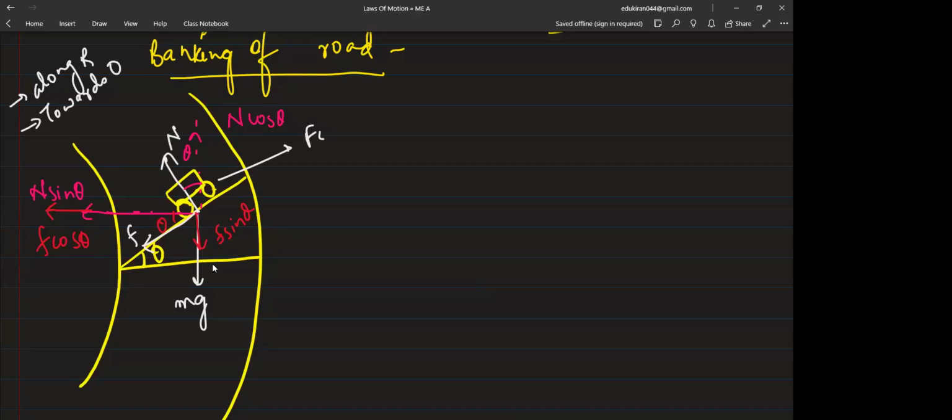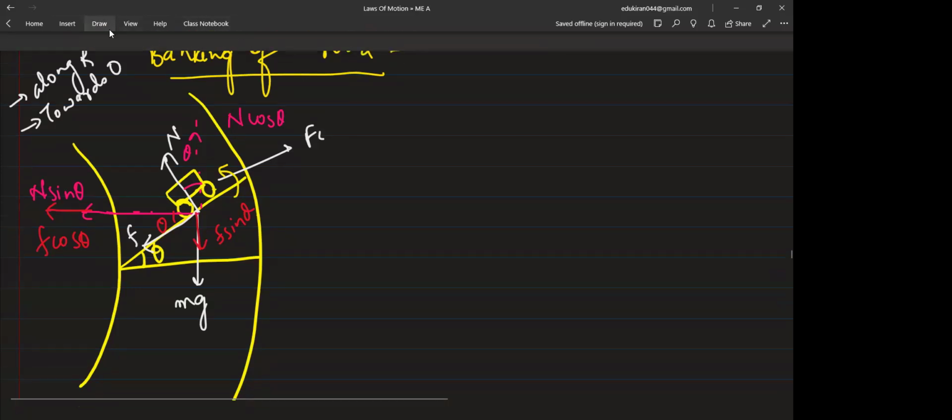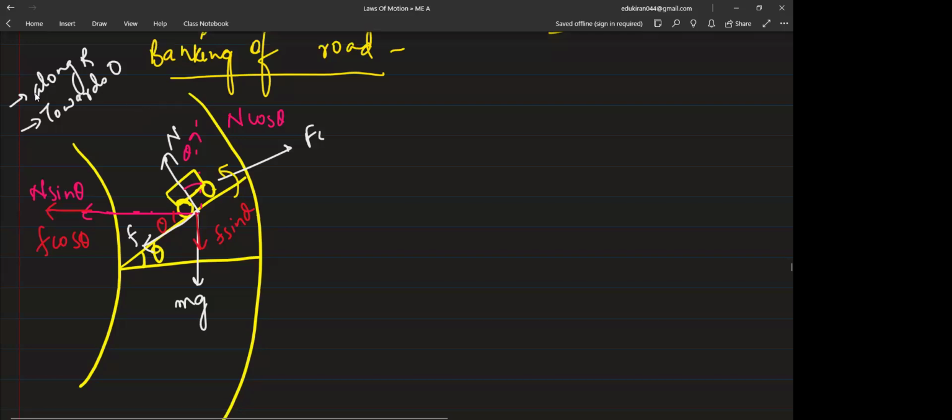Usually in banking of road, what happens? The vehicles are elevated. Why? Because the road is being inclined to a certain angle. In this case you can see this is the inclination which is present. It has been inclined to a certain angle which is theta. Now you have already studied the problems of inclined plane. So how do we resolve it? We have two components by which we resolve it: one is along the radius, second is towards the center. This is the curved path, this is the inclined path, and this is the angle theta.